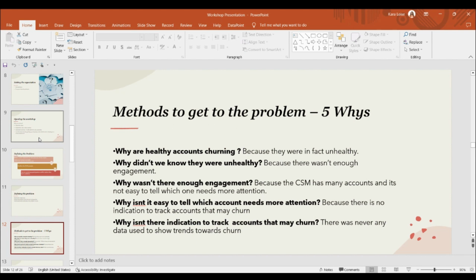So it started off with a general question. Healthy accounts are churning. Why? And then, okay, why didn't we know they were unhealthy? Because if they really were healthy, they wouldn't be churning.